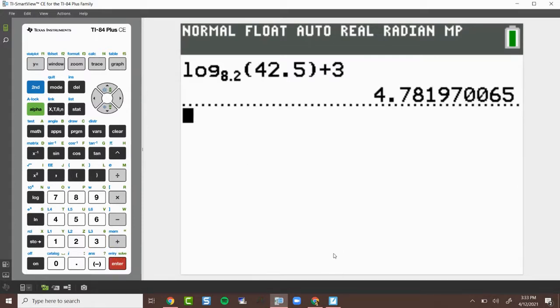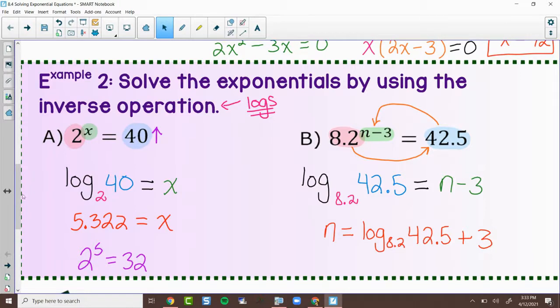So you can see all of these are actual answers. It's just harder for us to evaluate. So that's why we like to leave them exact, because this answer is rather ugly, but it's good to know you can actually find out the answer in your calculator.